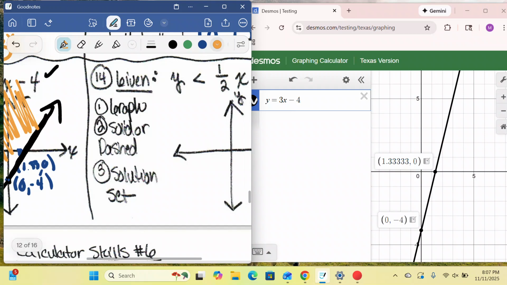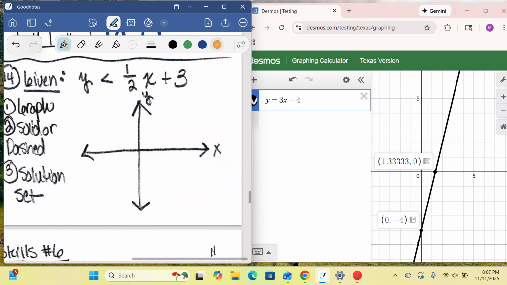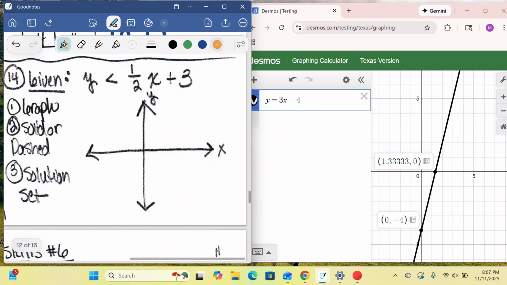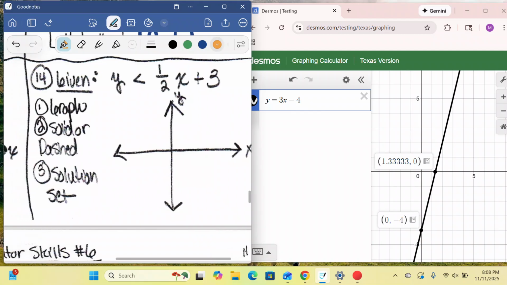So once again, if you want to try the next one, you can go ahead and try it and see how you do. Once again, looking at this, it doesn't have an equal sign. It's y is less than 1/2 x plus 3. It's already in y equals mx plus b. Once again, you know it's going to be dashed. Why? Because it doesn't have that little equal sign underneath the less than. So it's just less than, not equal to.